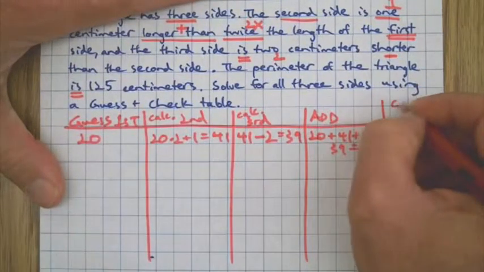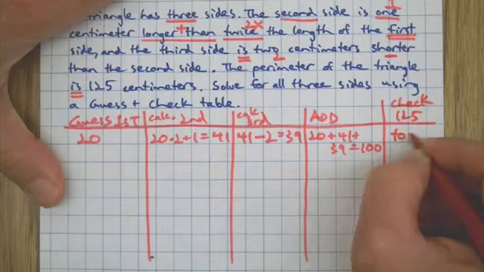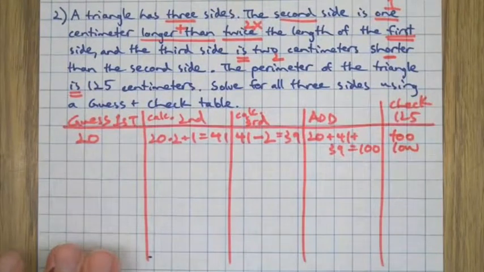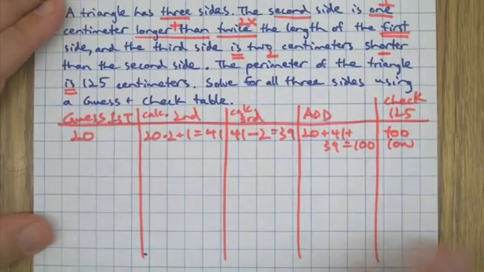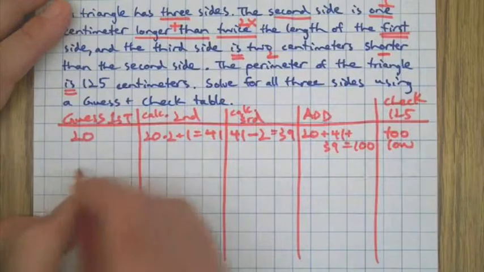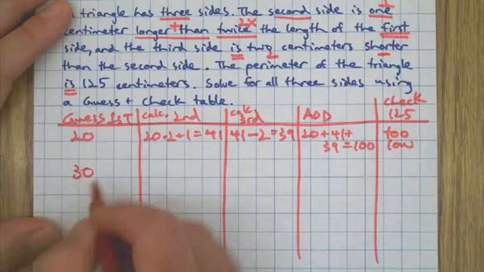And then I'm going to check. 125. Too low. I was pretty close for the first guess, but do I even care? No, I have ice water in my veins on a guess and check table. We don't care. We're just throwing some numbers out here. Let's guess again. Let's use another nice big number. Nice round number that's easy to do some math with.